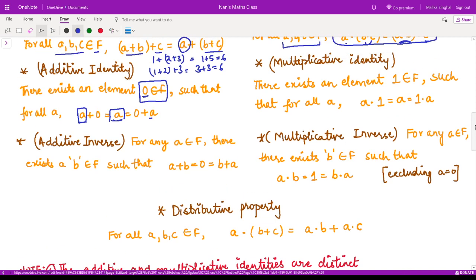So now let us talk about the multiplicative identity. What does it mean? That if you multiply any number by 1, you are going to get the same number. That means if you multiply A with 1, you are going to get A again, the same number. So this is the multiplicative identity of the field F.